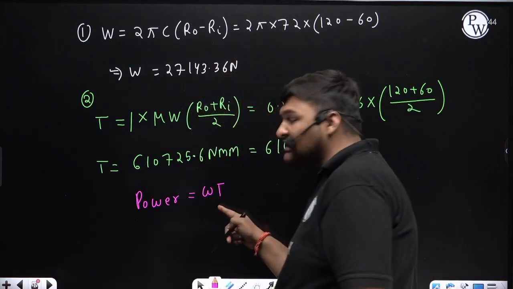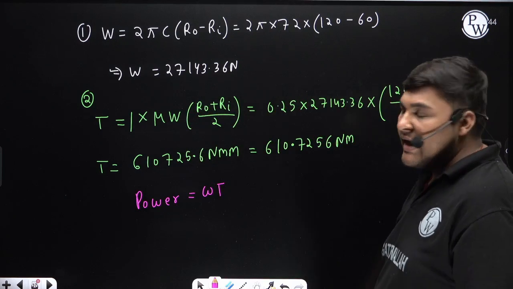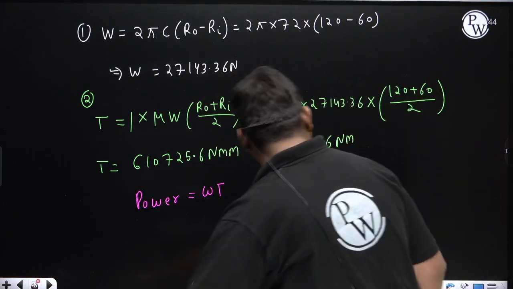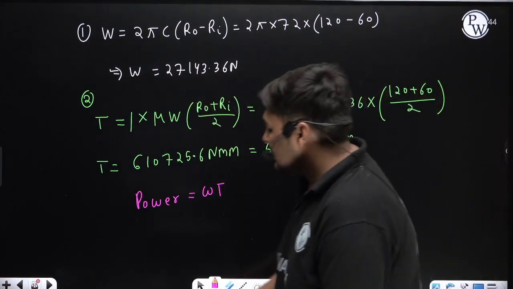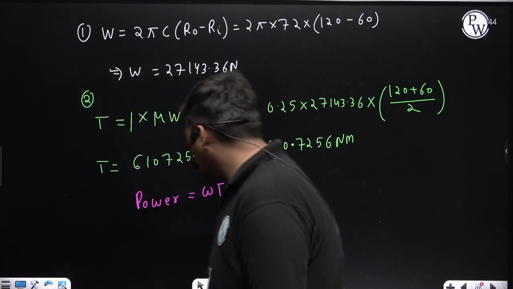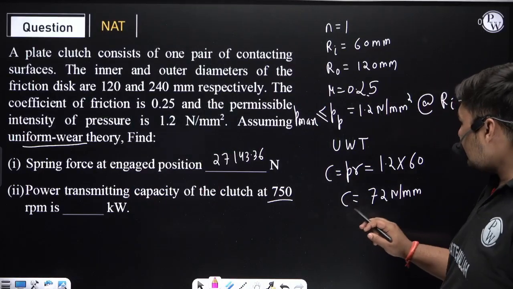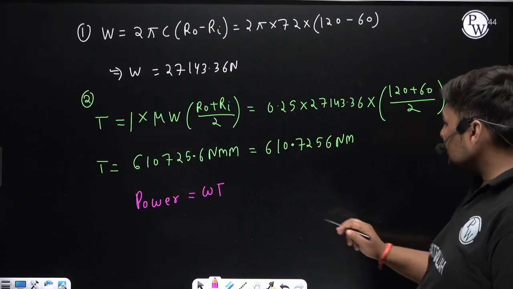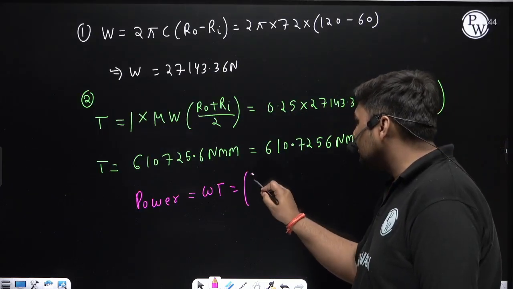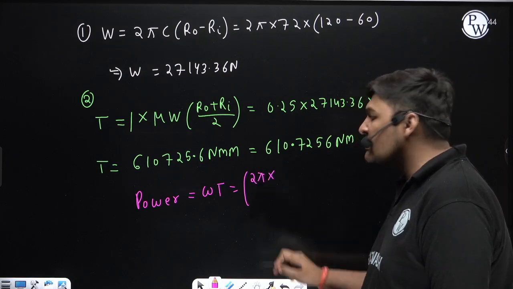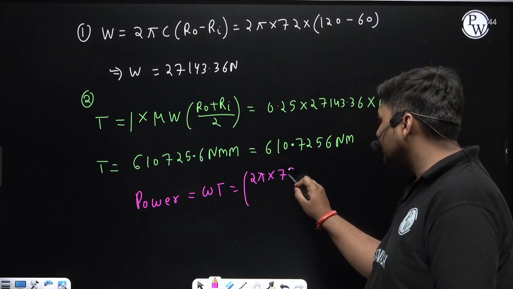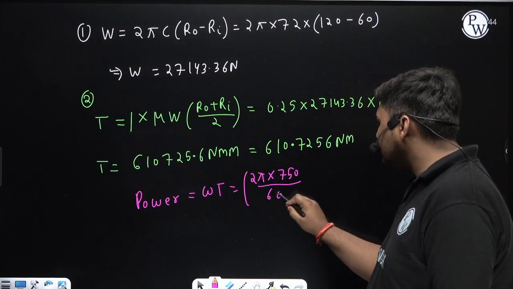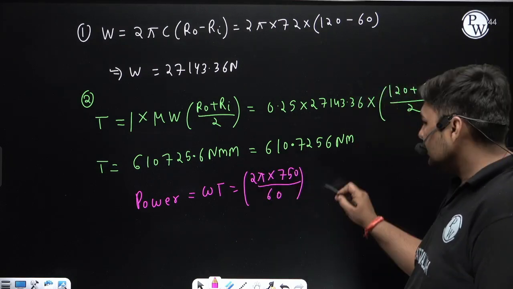Here I will use SI units, so power will come in watt, and omega will be equal to that. Speed is given in RPM, which is 750 rpm. If we convert speed from RPM to radian per second, it will be 2 pi n by 60, where n is speed in RPM, which is 750 rpm divided by 60, so it is speed in radian per second, into torque.